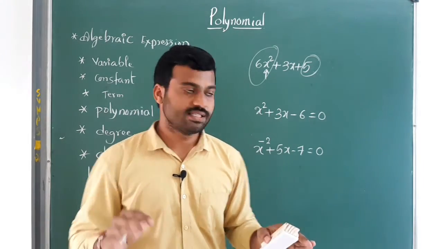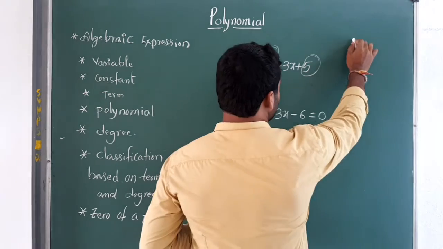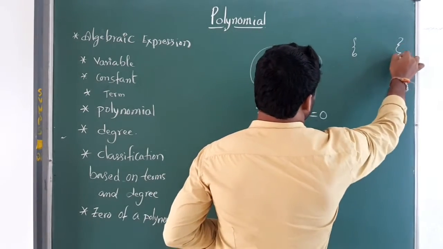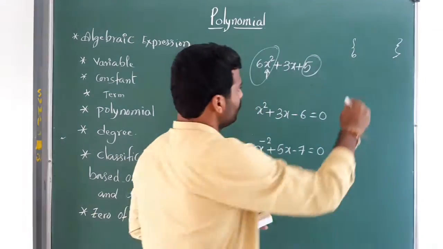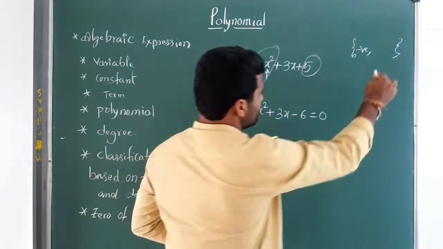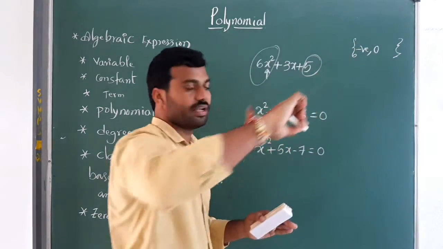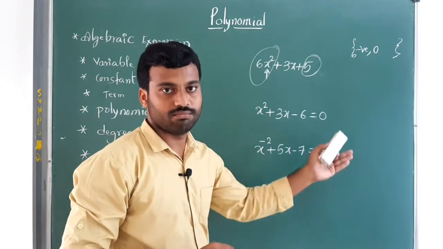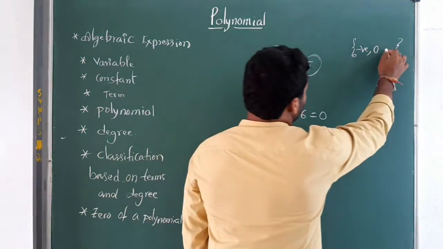See, there are three types of numbers. What are those? Negative numbers; neither negative nor positive, that is 0; and positive numbers.